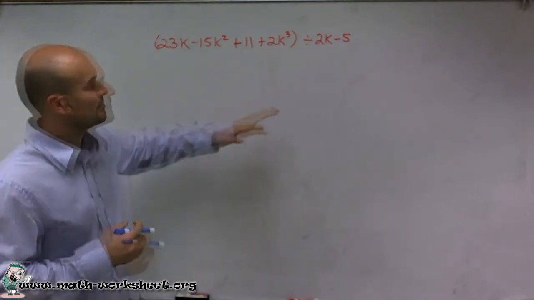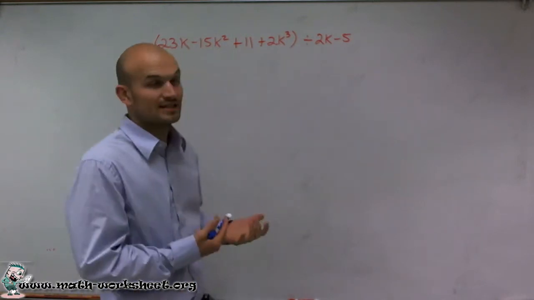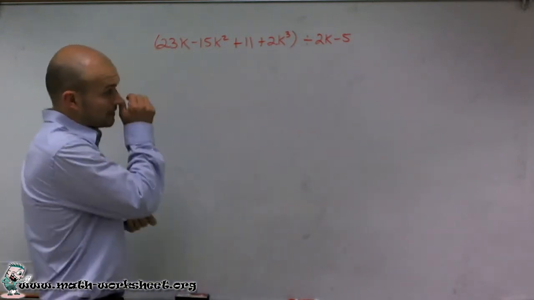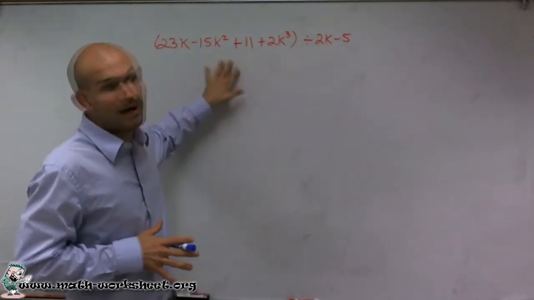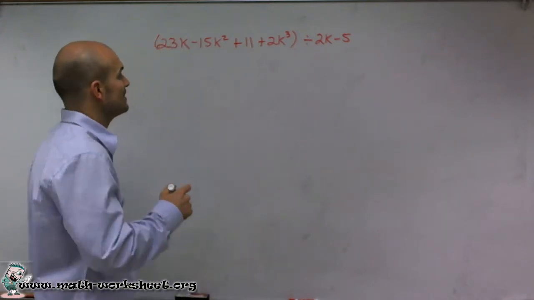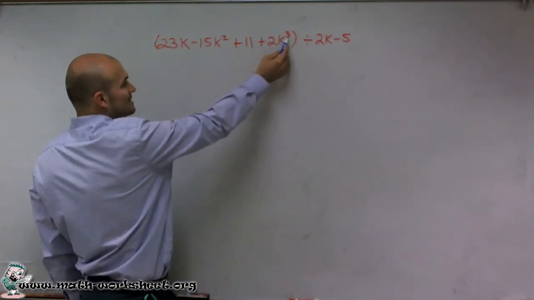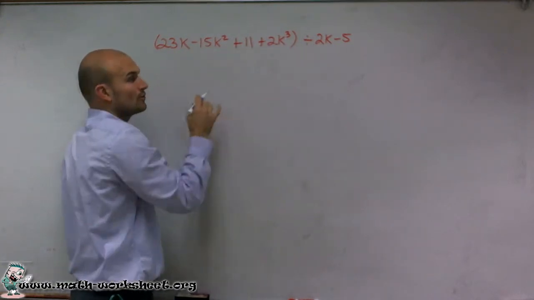And that's primarily because I have it in the form of a binomial, and the binomial is in the form of 2k minus 5. So first thing we need to do, if we're going to be dividing a binomial into a polynomial, we need to make sure that polynomial is in descending order. What I mean by that is I need to have my highest exponent, which we call our degree, first, and then descending order of our exponents.